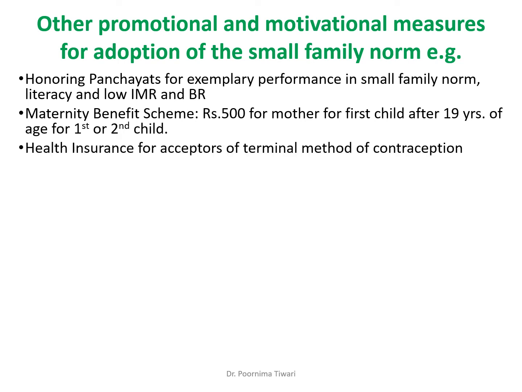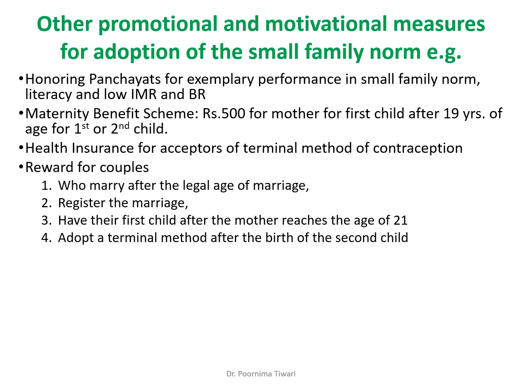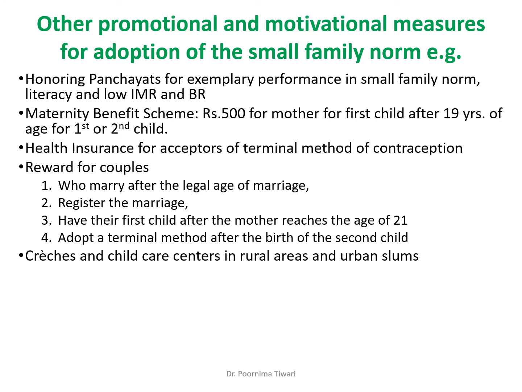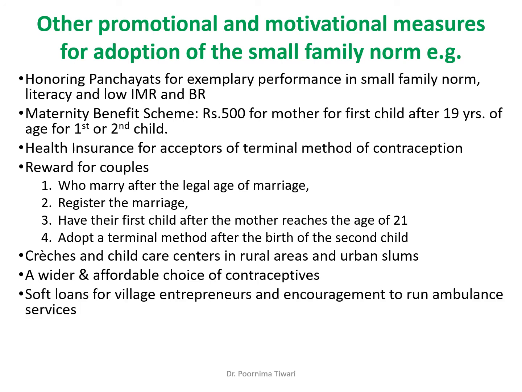Health insurance for acceptors of terminal methods of contraception. Rewards for couples who qualify the following criteria of an ideal couple. Having creches and child care centers in rural areas and urban slums so that women can be economically productive and have a productive life. Then a wider and affordable choice of contraceptives. Soft loans for village entrepreneurs, especially to run ambulance services for pregnant women for maternity care.